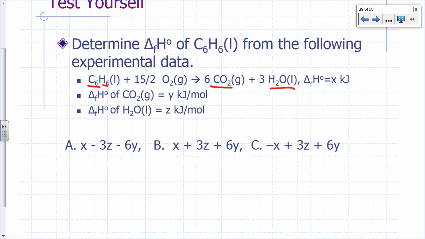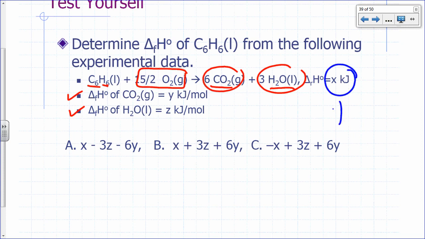Water. Okay? So we know the delta H formation of carbon dioxide. We know the delta H formation of water. So we know the delta H formation of these two. What's the delta H formation of O2? 0. Okay, this one, you can measure from bomb calorimetry.